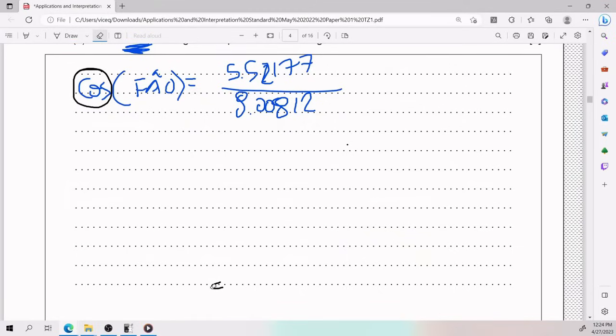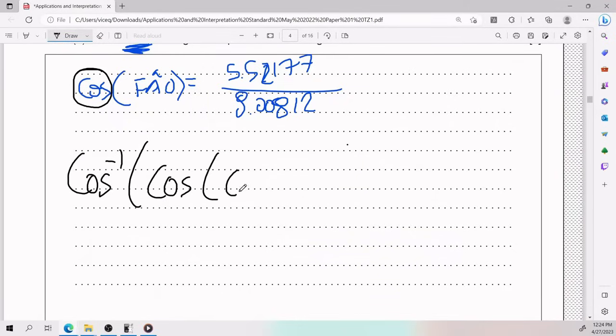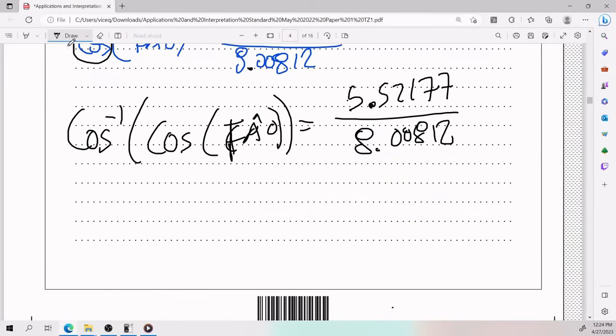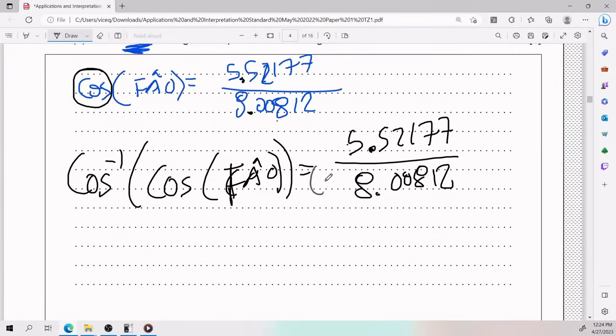The opposite of cosine is cosine inverse. So I do cosine inverse, and this is the main idea I wanted to share. Cosine inverse of cos, FAO stays inside, ¿cierto? And I still have my fraction on the other side. That is a decimal there. There's a cosine inverse here.